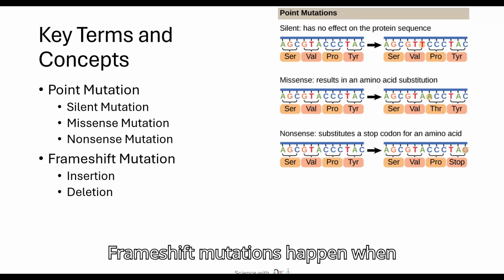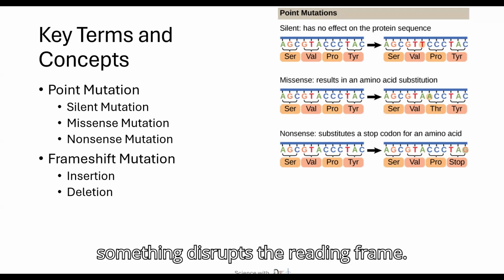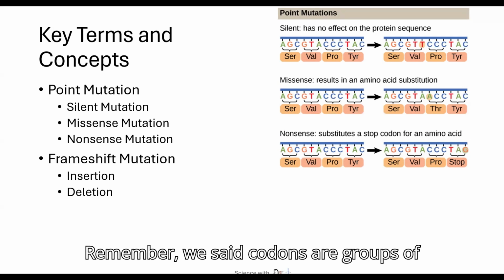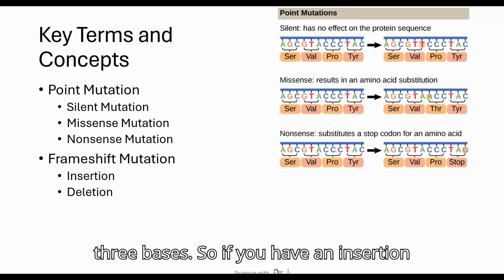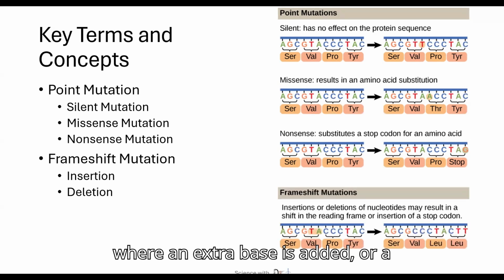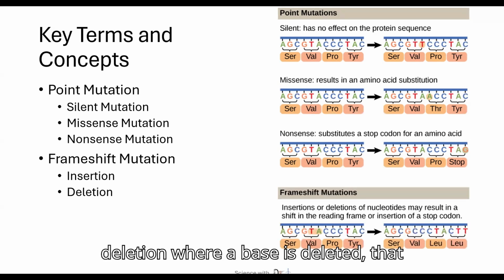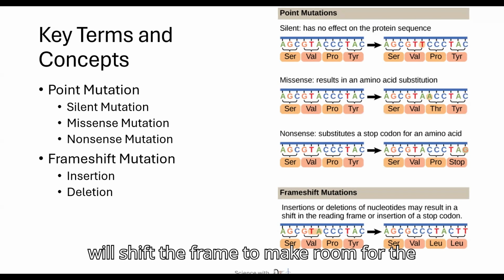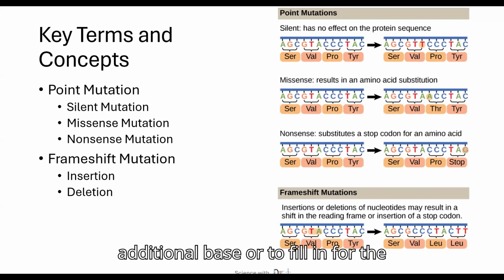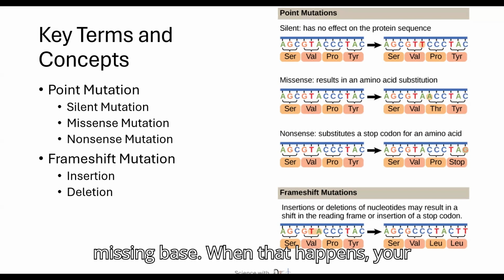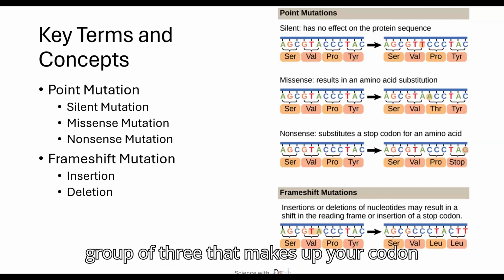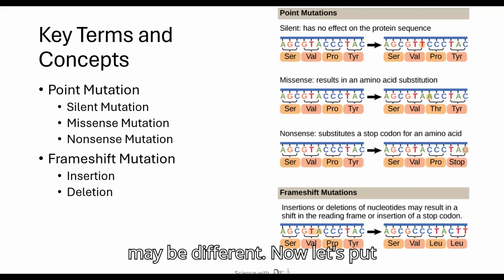Frame shift mutations happen when something disrupts the reading frame. Remember, we said codons are groups of 3 bases. So if you have an insertion where an extra base is added, or a deletion where a base is deleted, that will shift the frame to make room for the additional base or to fill in for the missing base. When that happens, your group of 3 that makes up your codon may be different.